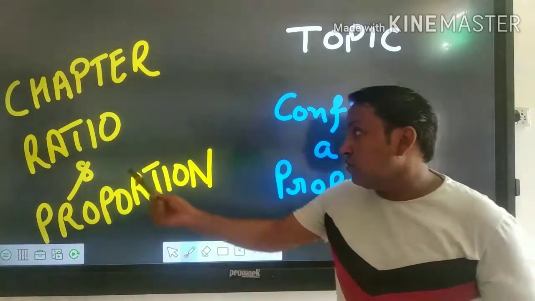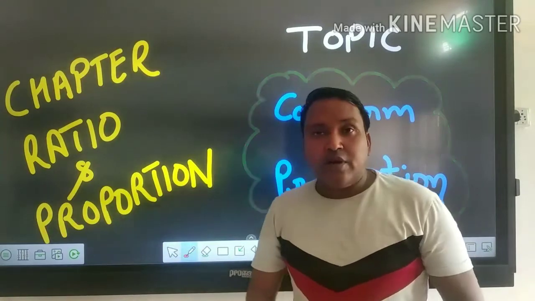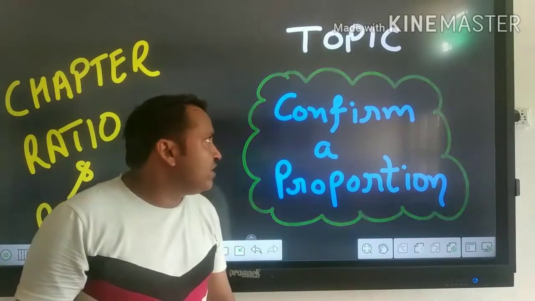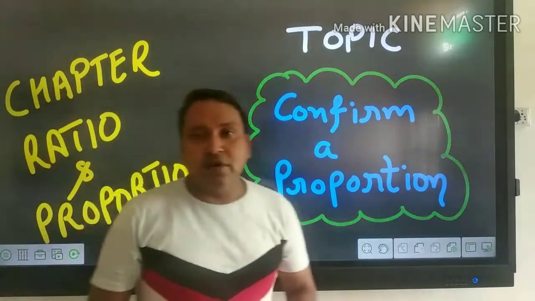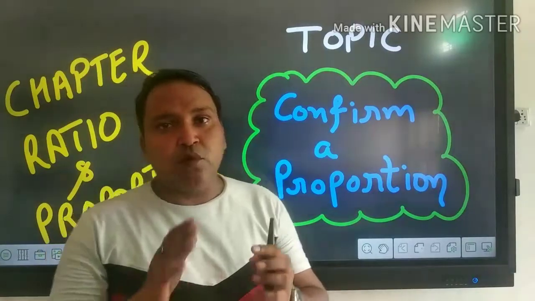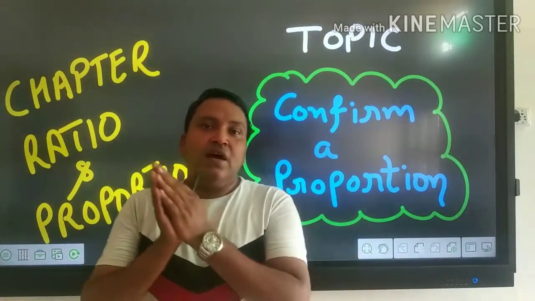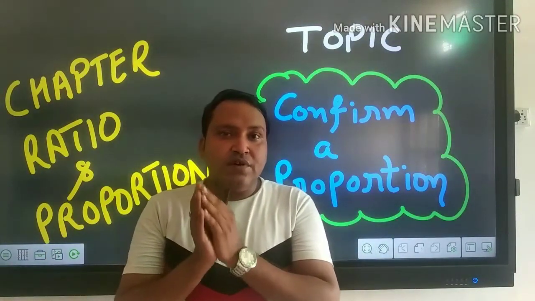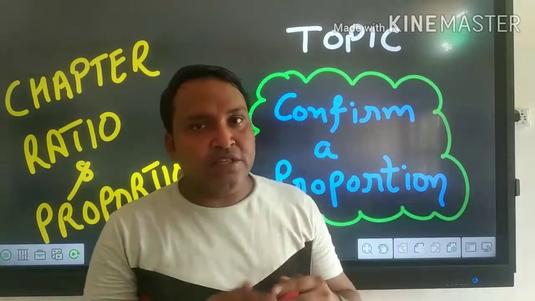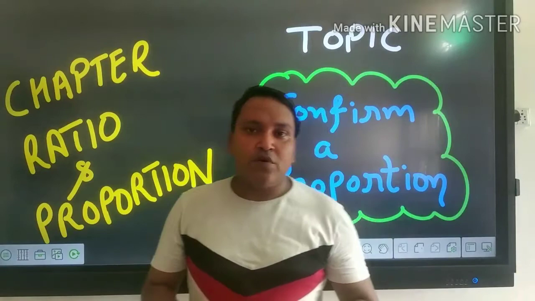Now we are going on the chapter Ratio and Proportion, and in this chapter our topic of discussion in this video is the proportion. What is the proportion? First you need to know what the proportion is. Proportion is when the given two ratios are same. If the two given ratios are same, then these ratios are said to be proportionate.